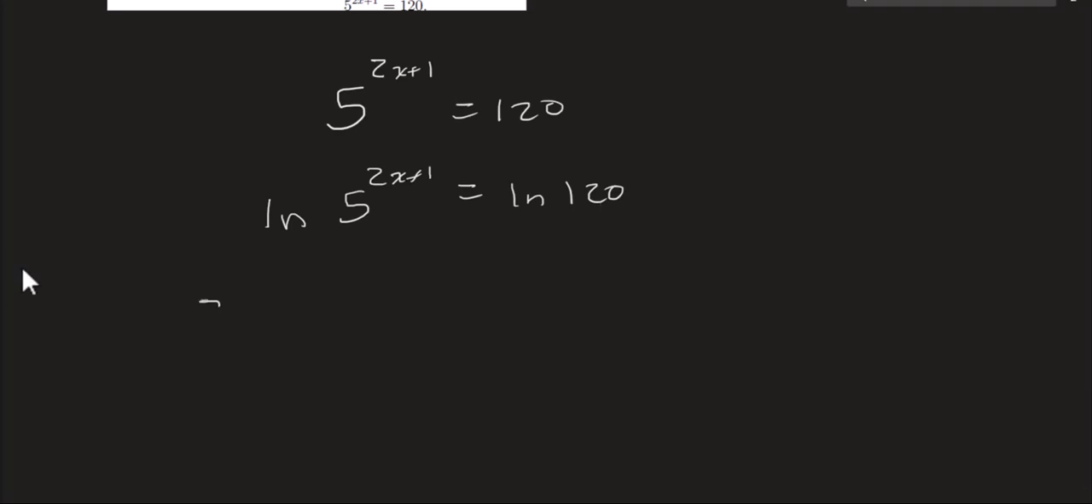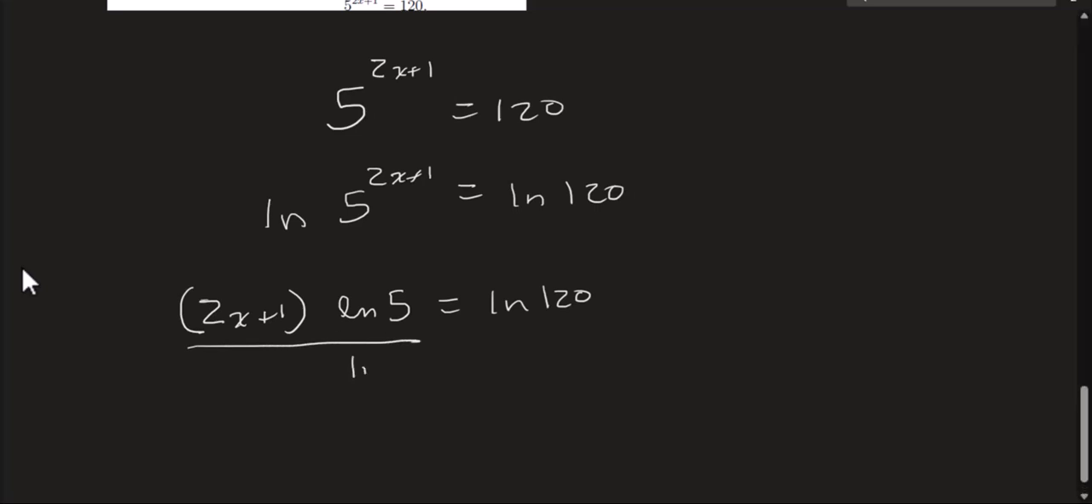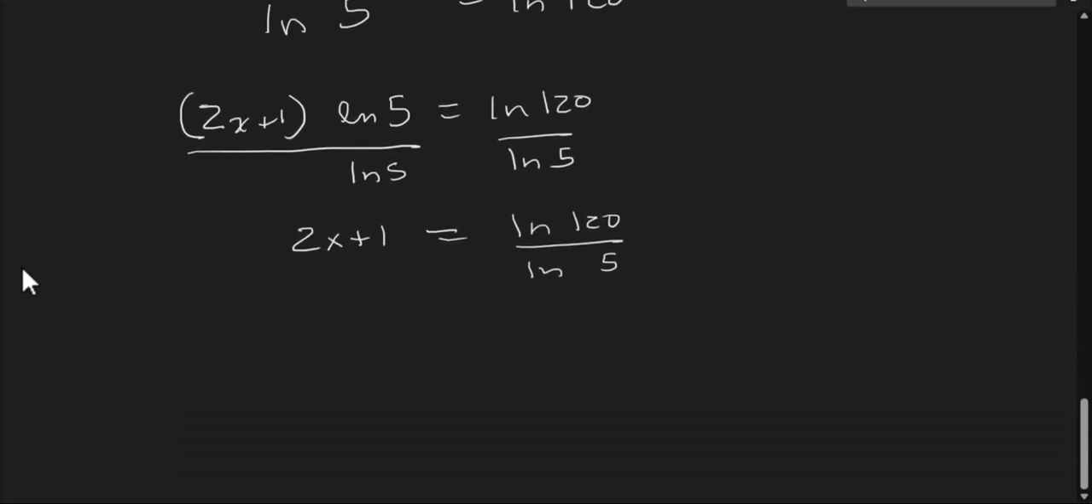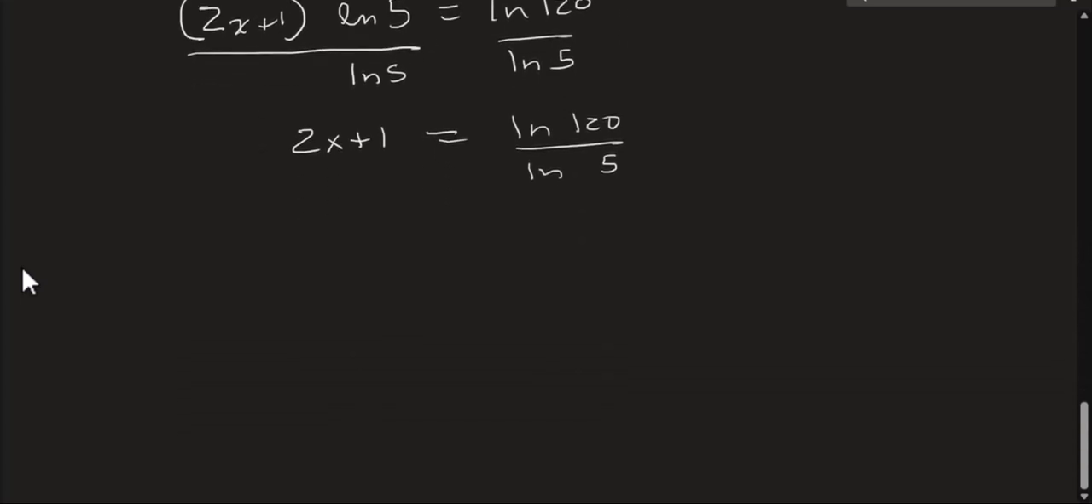So I get 2x plus 1. Don't forget parentheses because this whole thing is multiplied times the natural log of 5 equals the natural log of 120. Now I'll divide both sides by the natural log of 5. And I get 2x plus 1 equals the natural log of 120 divided by the natural log of 5. Now you cannot divide the 120 by 5. You can't do that. There's nothing to be done to simplify that.